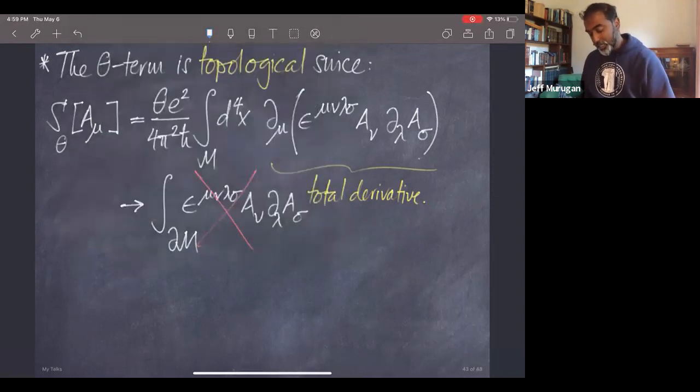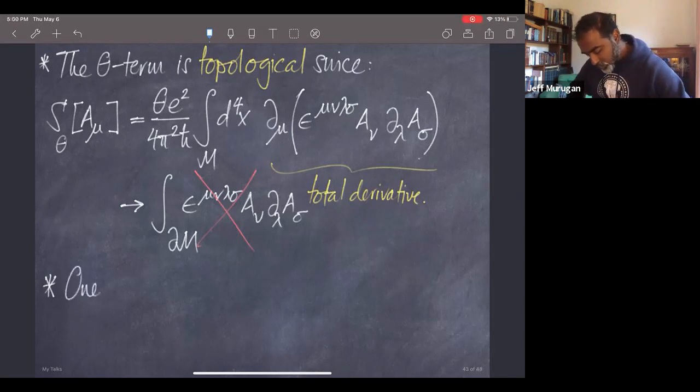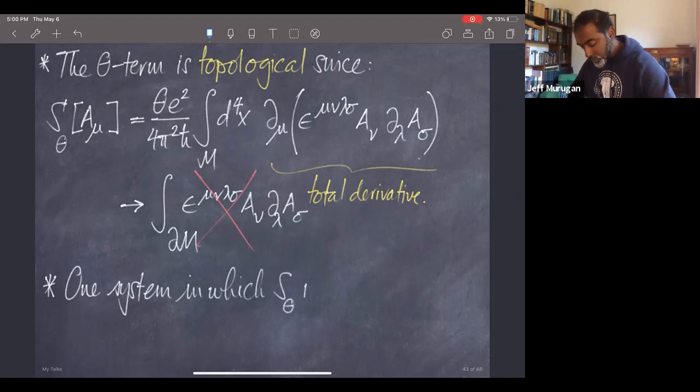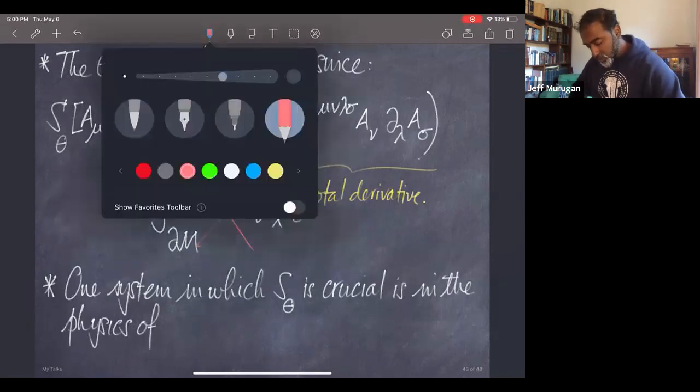However, it's important to note that there are various situations in which there's actual physics contained in S theta. One such system is what's called a topological insulator. One system in which S theta is crucial, not even important, is in the physics of what are known as topological insulators.